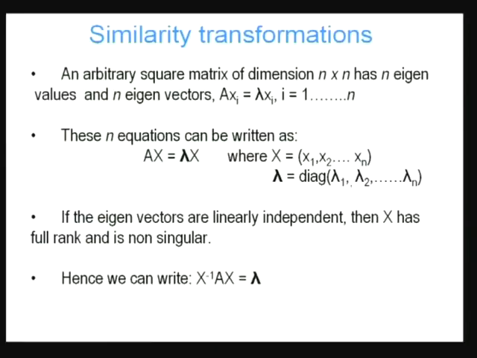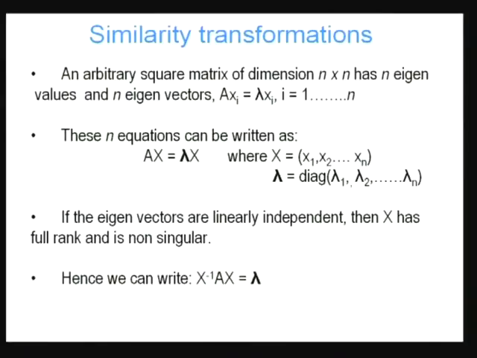If the eigenvectors are linearly independent, X is going to have full rank and is going to be non-singular. Why? Because if the eigenvectors are linearly independent, each of the columns of X is linearly independent. X has full rank, and thus X is invertible and non-singular. Since X is invertible, we can write X inverse AX is equal to lambda. Basically, we pre-multiply AX is equal to X lambda with X inverse on both the left hand and the right hand side, and we get X inverse AX is equal to lambda. And recall, lambda is a diagonal matrix, that is, it has zeros everywhere, and lambda 1, lambda 2 through lambda n on the diagonal.